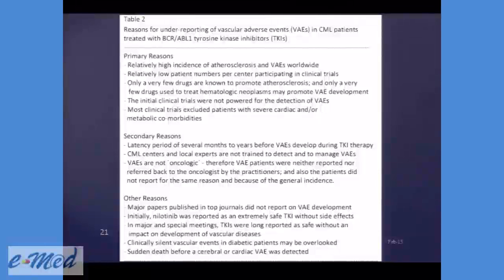And last but not least, these adverse effects are underreported since the latency period between the initiation of treatment and the development of vascular events is relatively long.